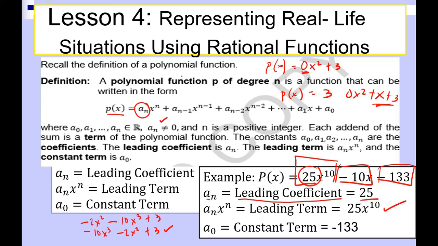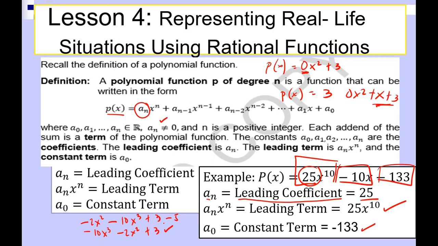There is a tendency, for example, negative 2x squared minus 10x cubed plus 3 minus 5. All terms without a variable are considered constant terms. Here there is only one without a variable, which is negative 133. Include the negative sign, so negative 133. That is our constant term.